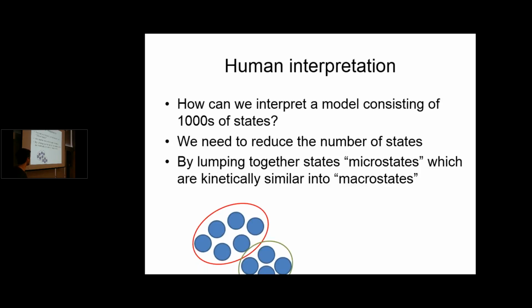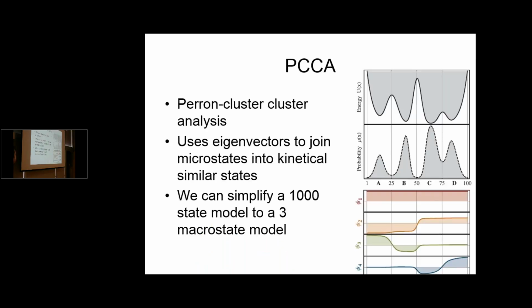You want to group together your microstates, which are the small samples here, kinetically into some macrostates, which interconnect very fast but are separated kinetically. That's the ideal thing. So how do we do it?